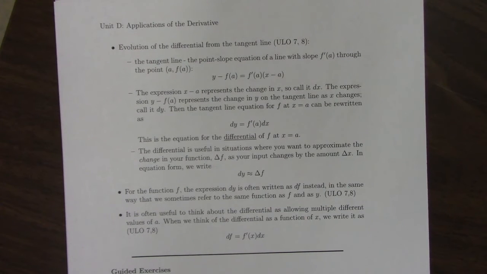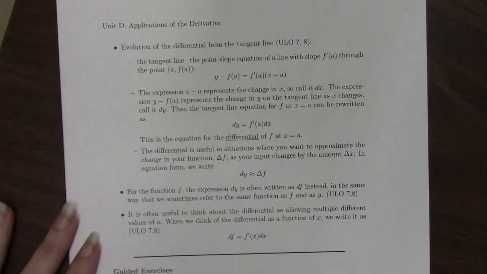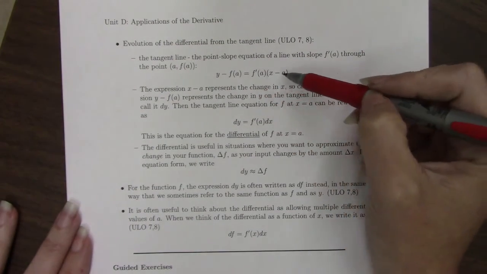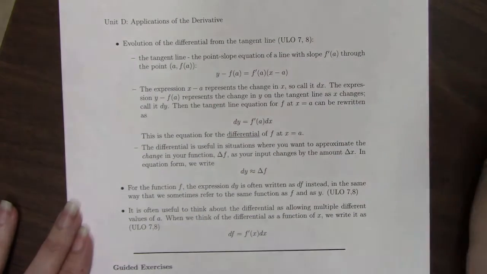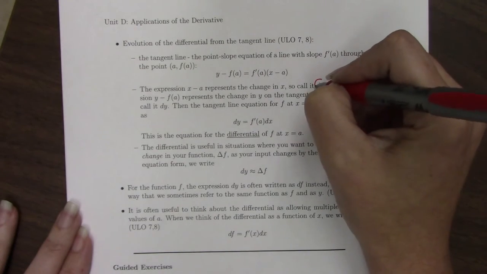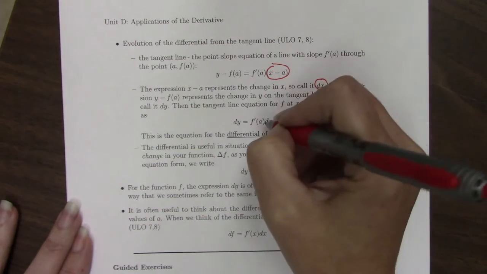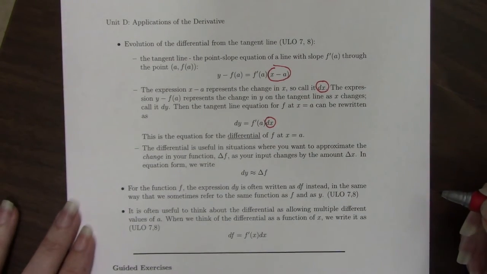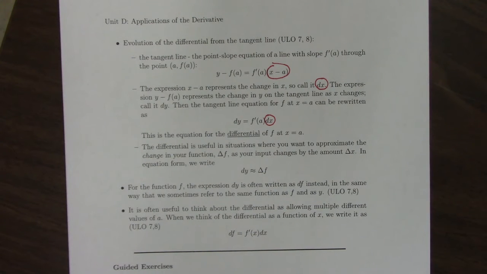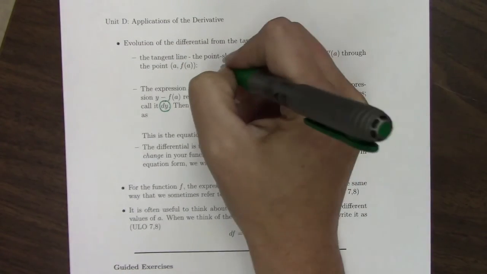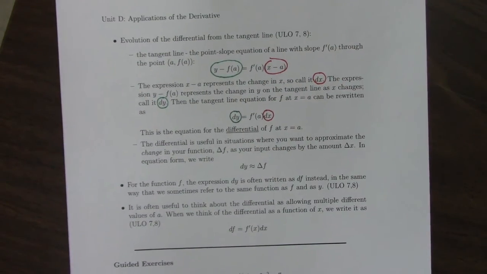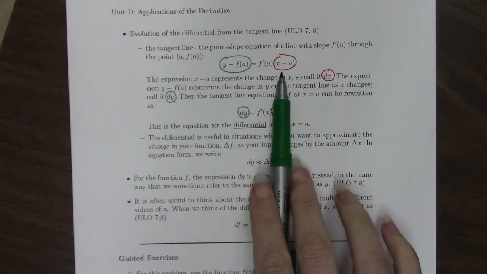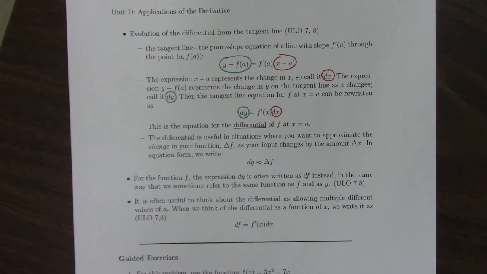So the differential is going to evolve from our tangent line. If I take, once again, the original tangent line in point slope form and rearrange it, x minus a represents the change in x, so we're going to call that dx. Then y minus f of a represents the change in the y value, and we're going to refer to that in notation as dy. So we can see that this is in fact the same equation; we've just changed the notation.